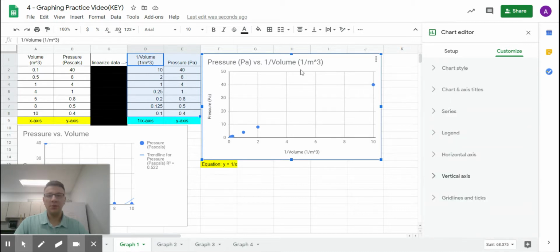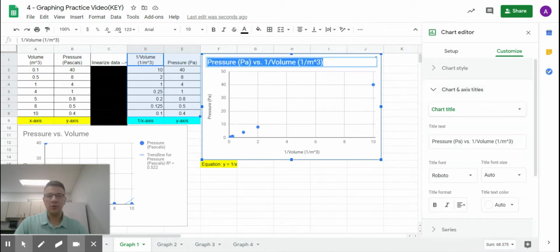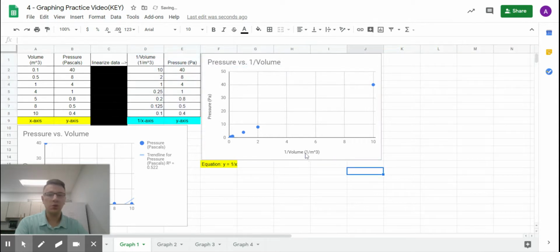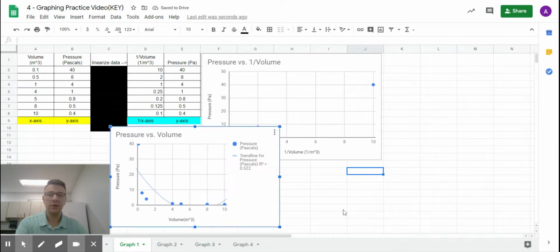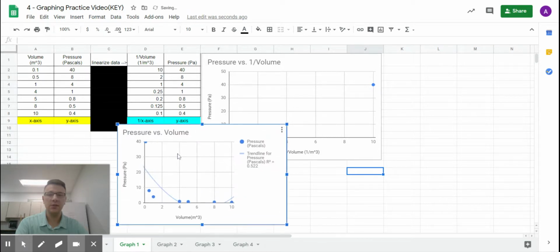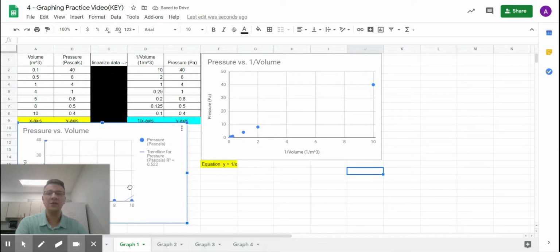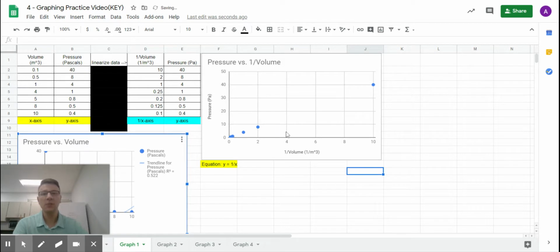But the big thing here is that we want to make sure that we check our title and get rid of the units because that's too busy. We don't need that there. So pressure versus 1 over volume is our title. We should have pressure on our y-axis. We should have 1 over volume on our x-axis, okay? If you put just volume here or up in the title, that's all that this is, right? It'd be the same thing, but it couldn't possibly be the same thing because we changed it. So you need to make sure you change your title and your labels here.